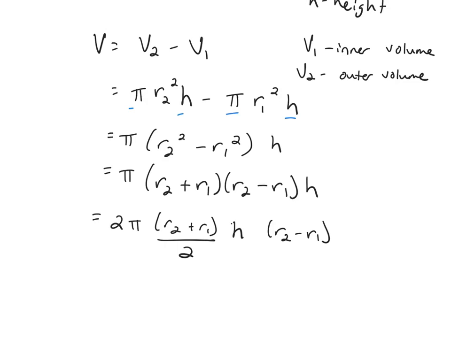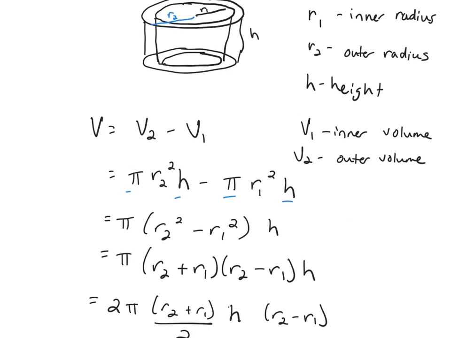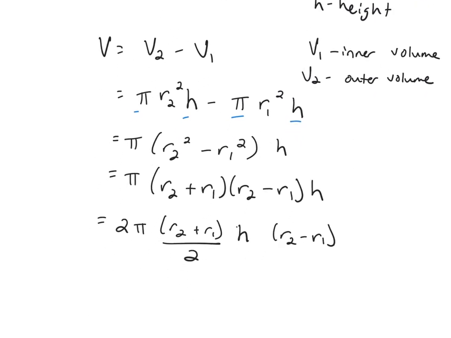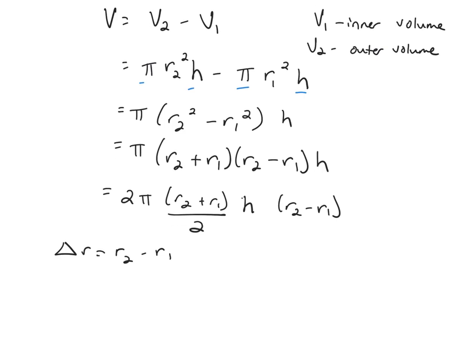All right. So R2 minus R1, let's think about this in context of our picture up there. R2 minus R1, that's really how thick this shell is, right? I take my bigger radius, subtract my smaller radius. I'm just getting the thickness of this shell. So I'm going to relabel R2 minus R1. I'm going to call that delta R, and this is going to represent the thickness of our shell.